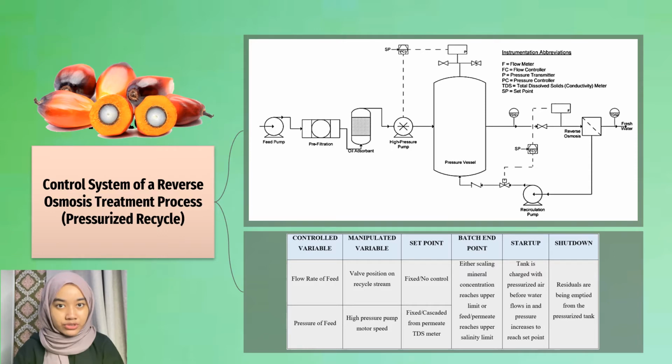For this type of control system, there are two variables that are controlled, which are the feed flow rate and the feed pressure, while the manipulated variables are the valve position on the recycle stream and the high-pressure pump motor speed respectively.